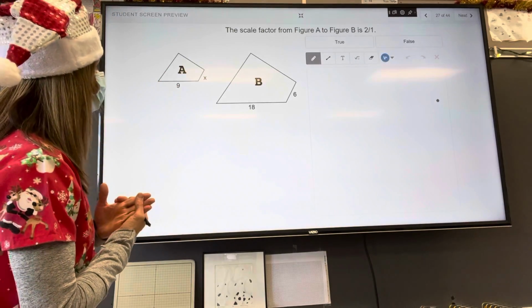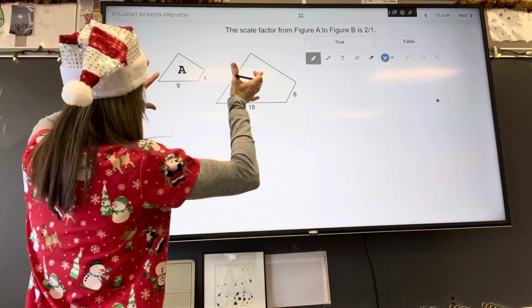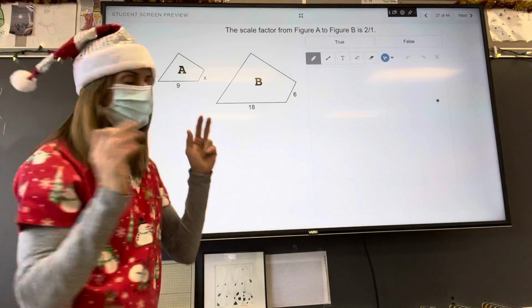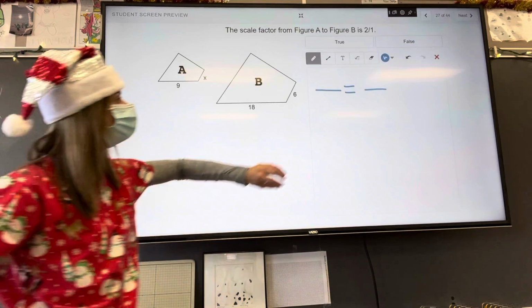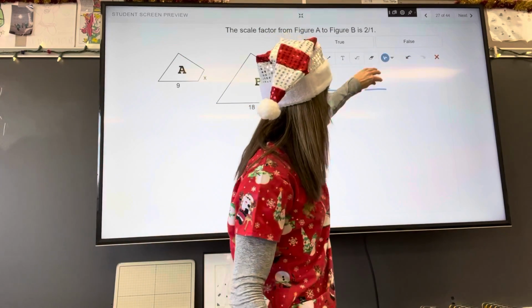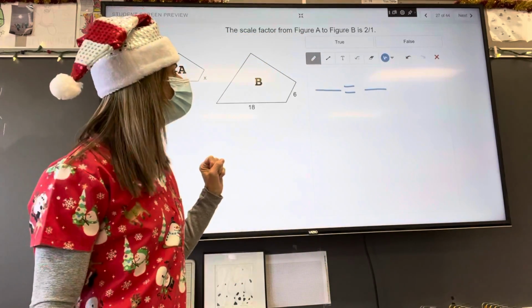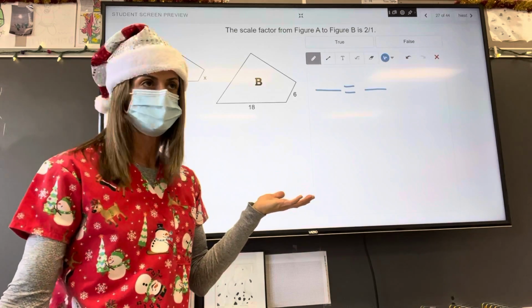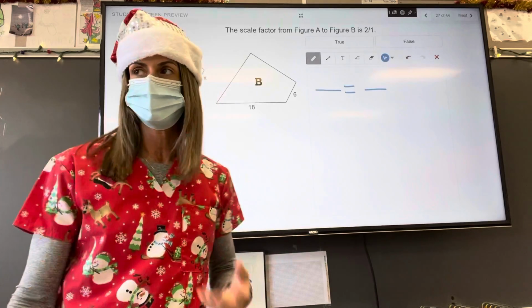So we have the two figures in the right orientation. They didn't flip anything around, which is kind of nice. So we're going to go ahead and make a proportion. A proportion has 4 places to put numbers and variables: 1, 2, 3, 4. Three of them we need to know as numbers, and 1 needs to be an unknown somewhere, like an x. It could be 3x plus 4, but there needs to be an unknown somewhere.